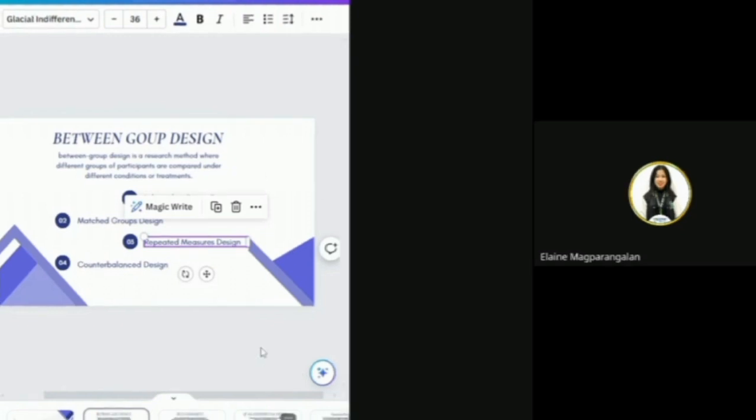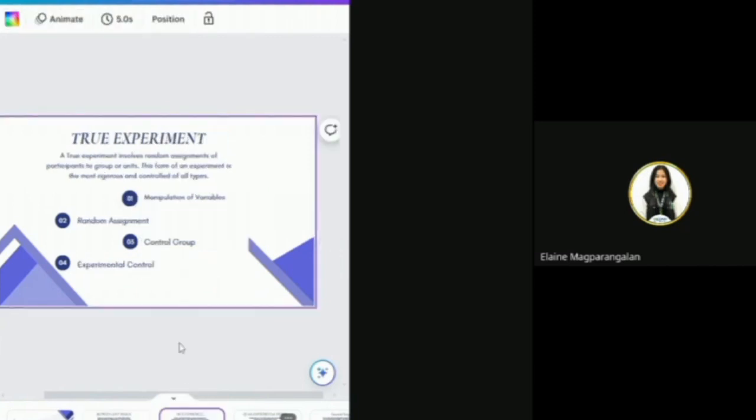Now let's proceed to the next experimental design, which is the true experiment. A true experiment involves random assignment of participants to groups or units. This form of experiment is the most rigorous and controlled of all types. This was based on the PDF that was sent to us.